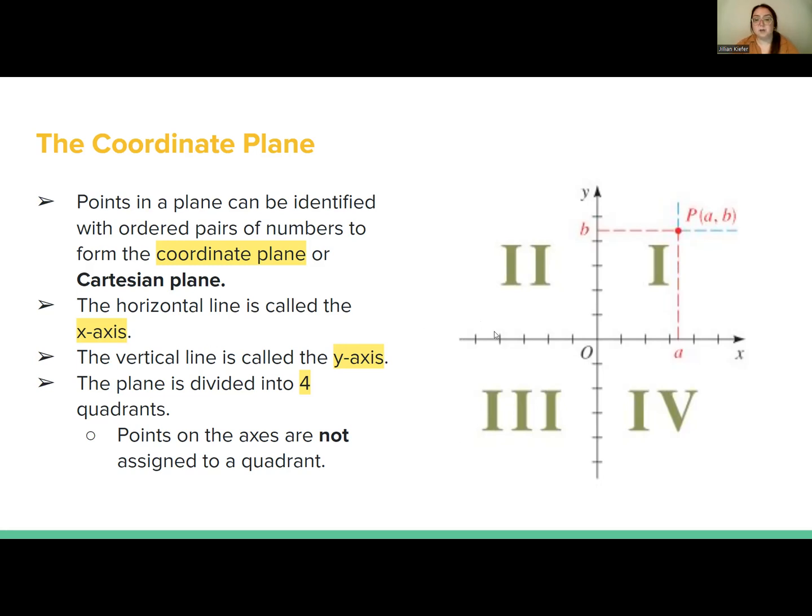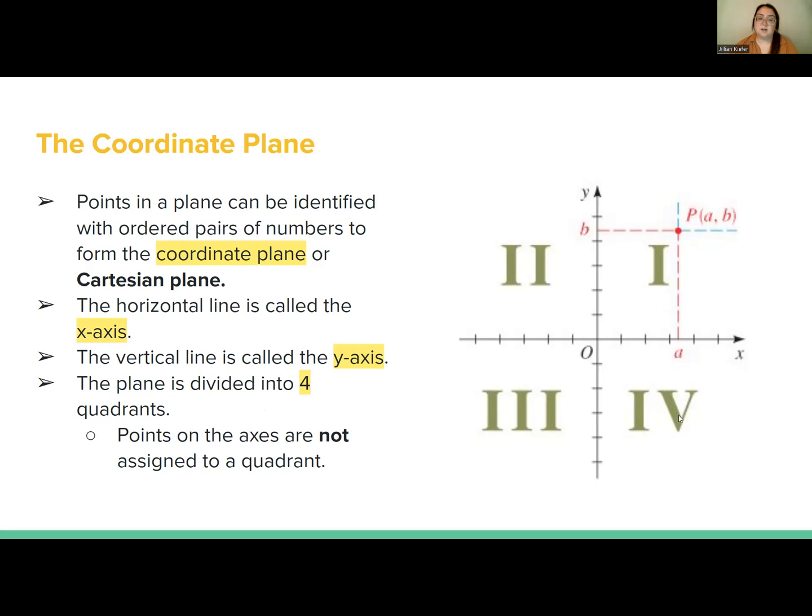But so we see this horizontal line here. This is the x-axis. These are where we plot x values, going side to side like this. The vertical line is the y-axis. So when we plot points, we're going side to side, going through that y-axis.